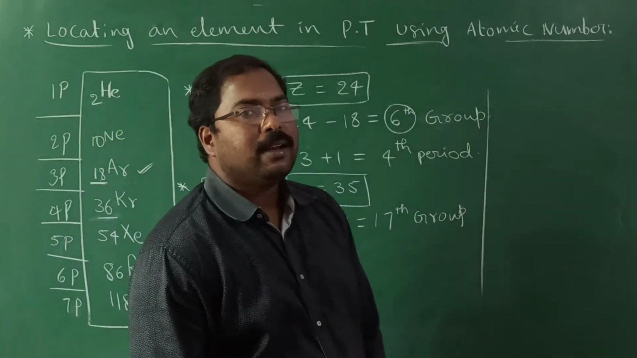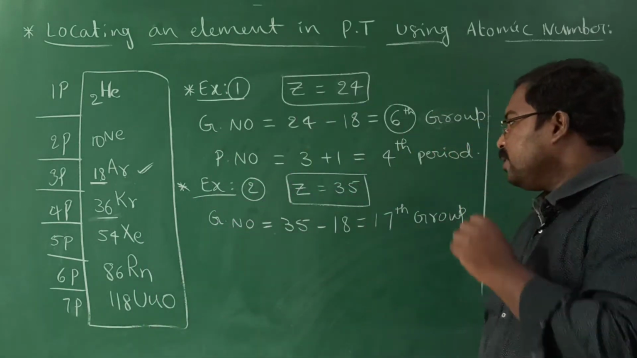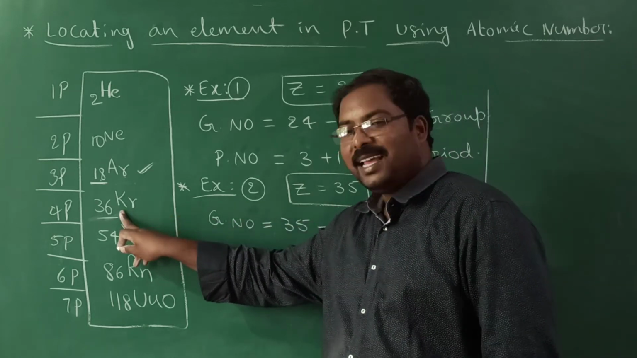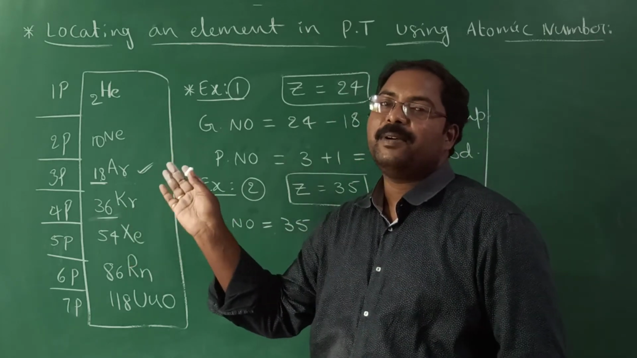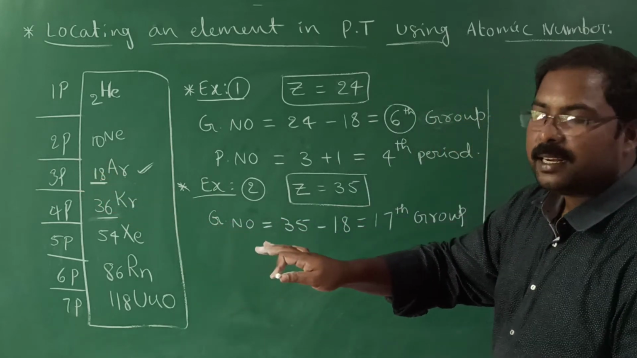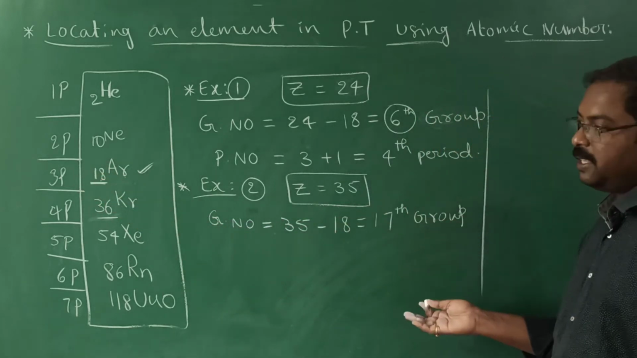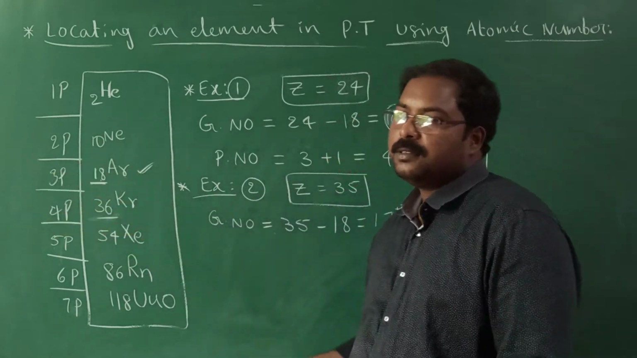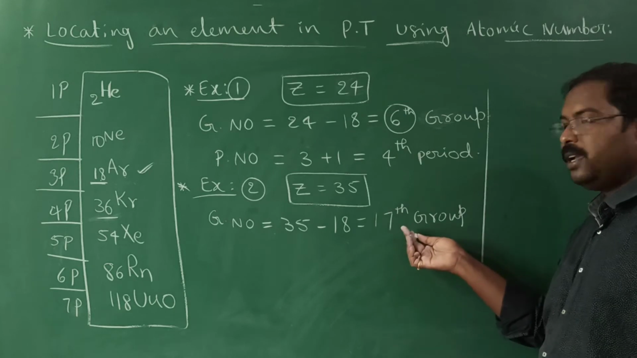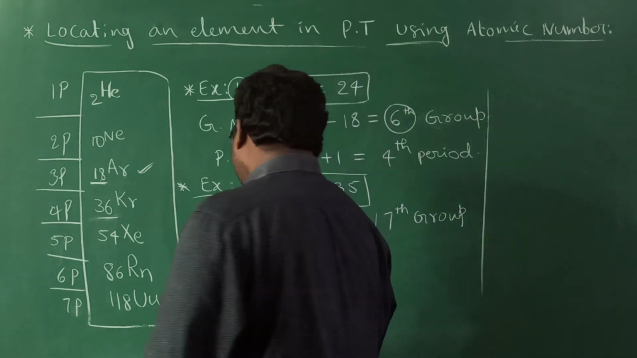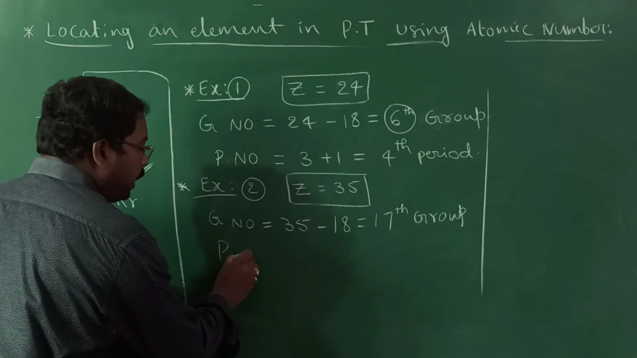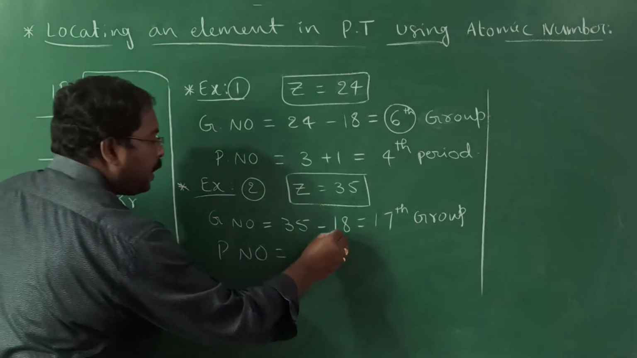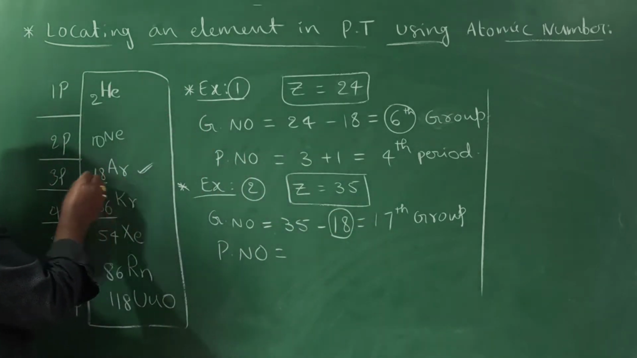Or even if you observe that atomic number carefully, 35, 36 is a noble gas. So 35 will be what? Before the noble gas, what group is there? Halogens, nothing but 17th, because noble gas is the 18th group. So 35 belongs to the 17th group only. Like that you follow. Now coming to the period number. How to find the period number? We have taken the atomic number 18. That 18 belongs to which period? Third period.